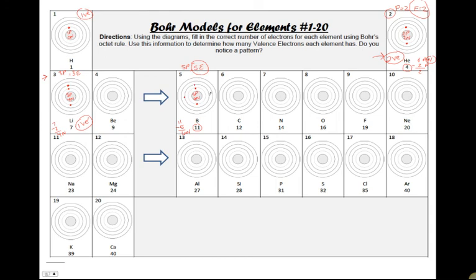2, 3. Now I'm going to look at the outermost shell that has electrons, so that's the second energy shell, and I'm going to count them up. 1, 2, 3. And boron has 3 valence electrons.